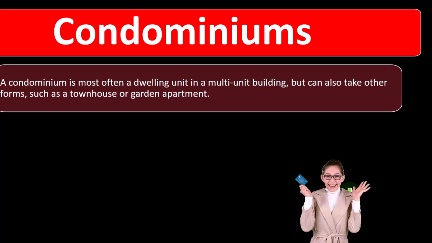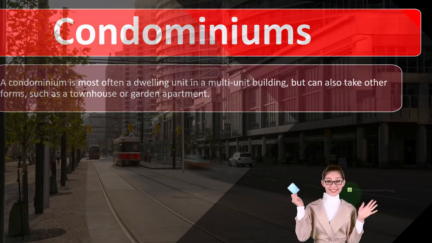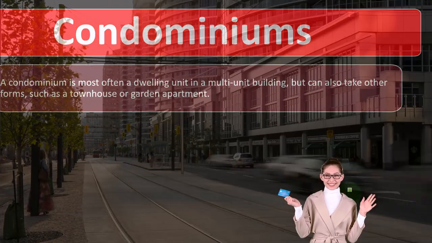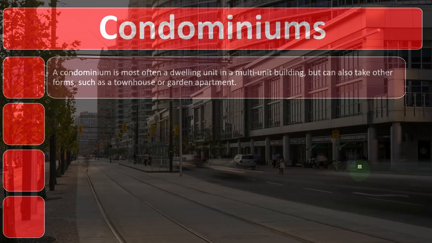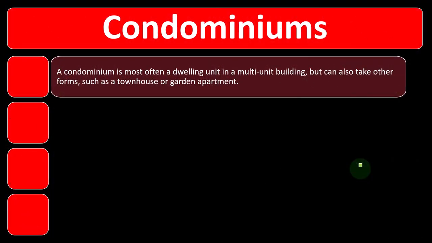Okay, so first, let's take a look at condominiums. A condominium is most often a dwelling unit in a multi-unit building, but can also take other forms such as a townhouse or garden apartment. So now you've got this unit that's in a building. You're not renting the unit, but you own the unit in the building.